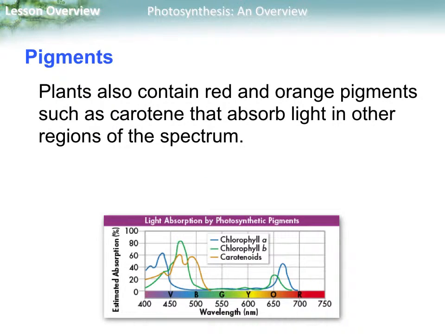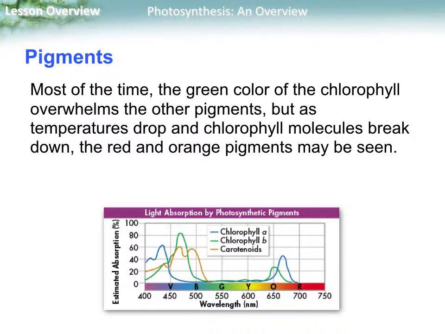All right, plants also contain red and orange pigments such as carotene that absorb light in other regions of the spectrum. Most of the time, the green color of the chlorophyll overwhelms the other pigments, but as temperatures drop and chlorophyll molecules break down, the red and orange pigments can also be seen.